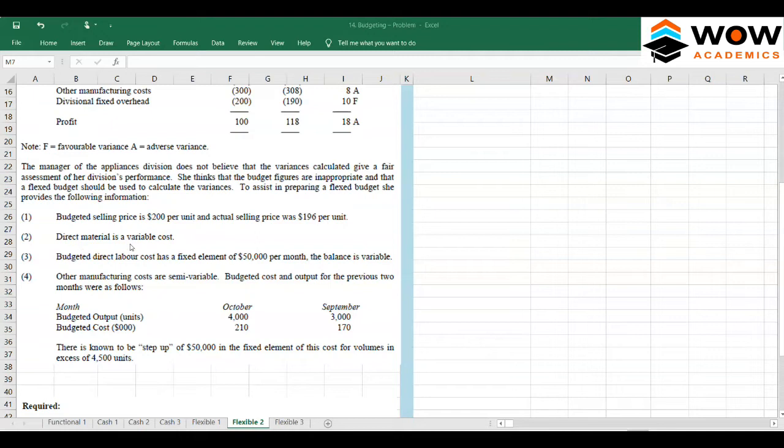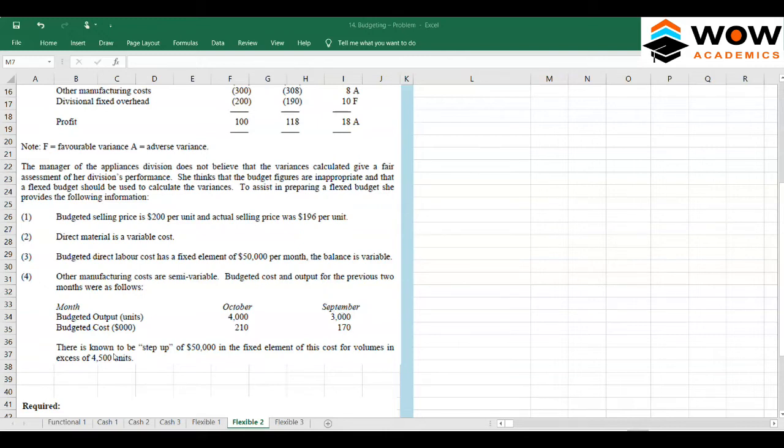Direct material is a variable cost, and budgeted direct labor cost has a fixed element of 50,000 per month. The balance amount is a variable amount they have indicated. Other manufacturing costs are semi-variable. Budgeted cost and output for the 2 months were as follows. I think the previous months' data he has given. So 4,000 is output and 210 is the cost. 3,000 is the output and 170 is the cost.